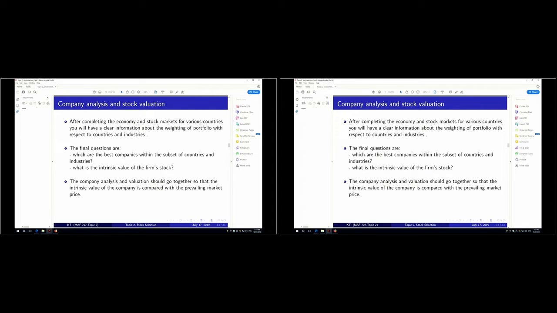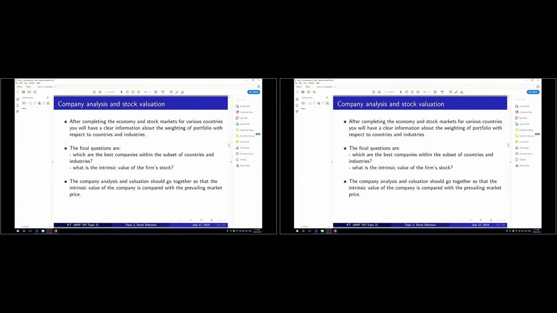Company analysis and stock valuation come after completing the analysis of the economy and the stock market for various countries. You will have clear information about weighting portfolios with respect to countries and industries. The final question then boils down to which are the best companies within the subset of industries and countries. Having decided the countries, and having decided the weights with respect to individual countries and industries, you then come down to which companies to go for.